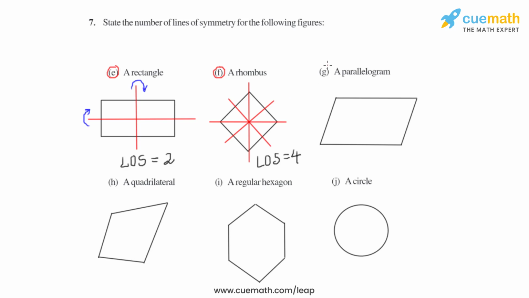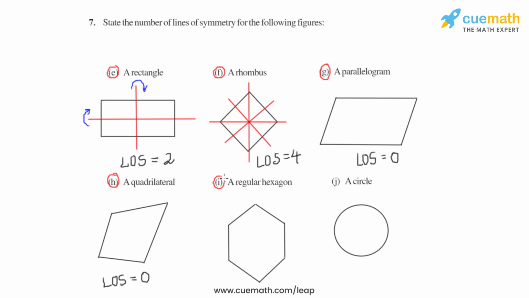Moving on to the G part, which consists of a parallelogram. As we all know, a parallelogram is an asymmetrical figure, so the number of lines of symmetry for a parallelogram is 0. Next, in the H part, we have a quadrilateral, which as we can see is again asymmetrical with 0 lines of symmetry.